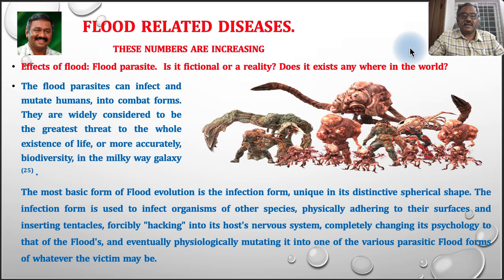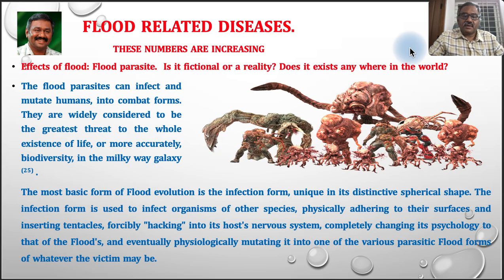The Flood parasites can infect and mutate humans into combat forms. They are widely considered to be the greatest threat to the whole existence of life, more accurately, biodiversity in the Milky Way galaxy. The most basic form of the Flood is the infection form, unique in its distinctive spherical shape. The infection form is used to infect organisms or other species, physically adhering to their surface and inserting tentacles, forcibly hacking into the host nervous system, completely changing its psychology to that of the Flood, and eventually physiologically mutating it into one of the various parasitic Flood forms.